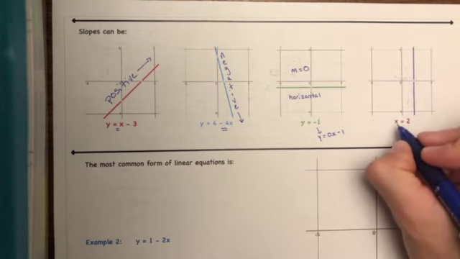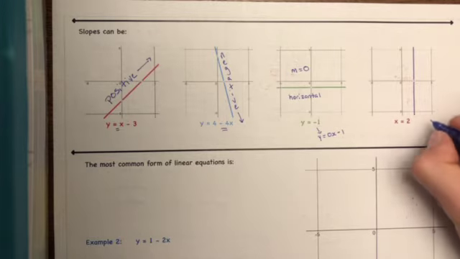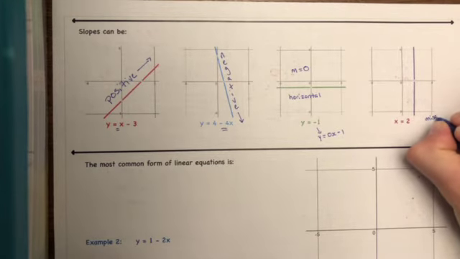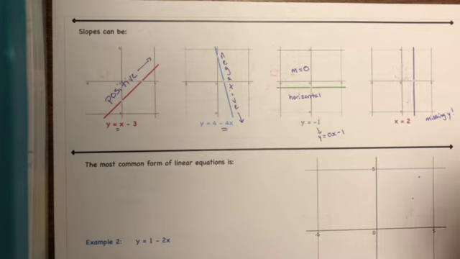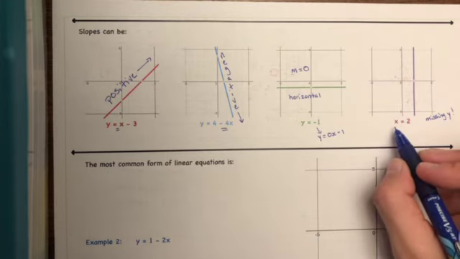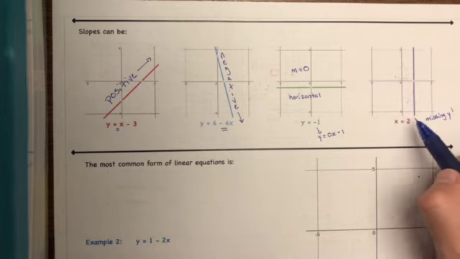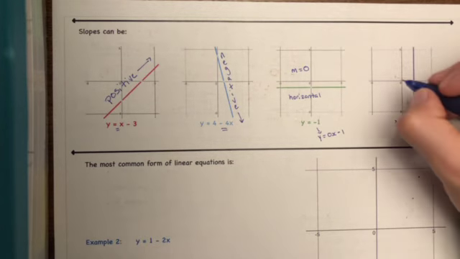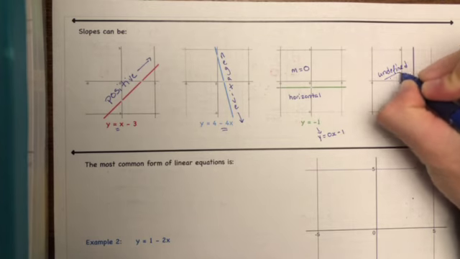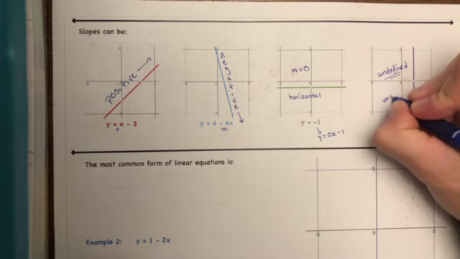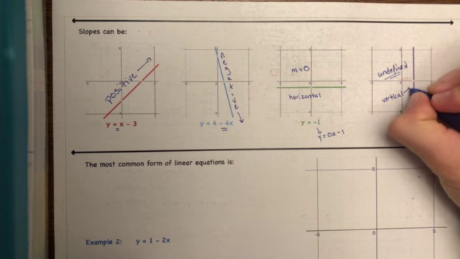In this example, we have an x coefficient, but we're missing y. This is a weird case where we actually have all rise and no run. And so here we say our slope is undefined. And we end up with a vertical line.